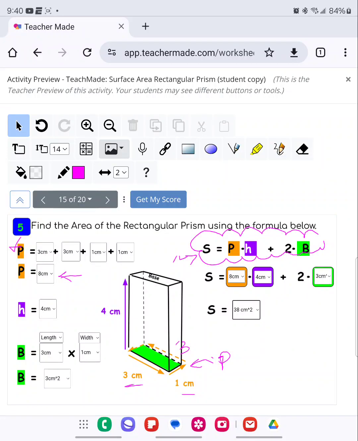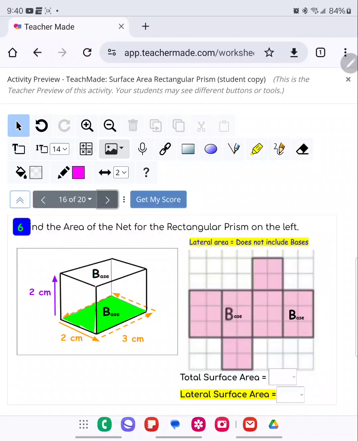Okay? All right, so let's go to the next one right here. So I'm going to go ahead and do number 6 with you guys. And then after we do this one, you guys are going to be responsible for doing the last one. Okay? So we're going to find the area of the net of the rectangular prism on the left. So let's go ahead and find total surface area, which means we're going to go ahead and count all of them, right?